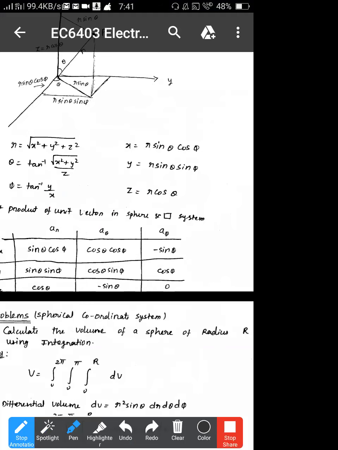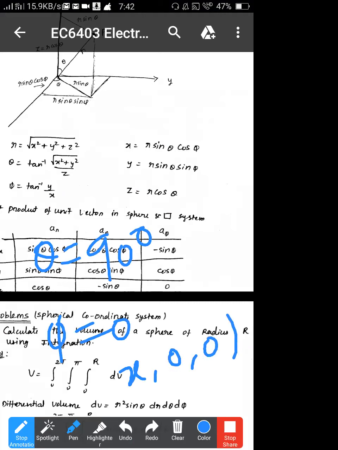what I have found out is theta is equal to 90 degree, and phi is equal to 0 degree. What was my point? My point was x equal to r, 0, 0. Again in this case x is equal to r itself, 0, 0. Now what happens? Sine 90 degree is 1, cos 0 is 1. That's why you are getting x is equal to r.